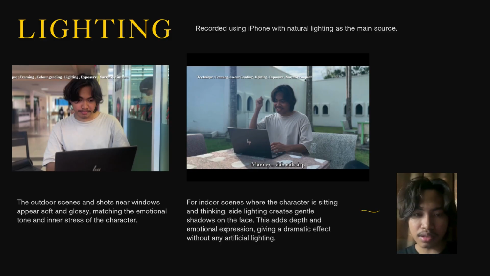Side lighting is used in the indoor scene where the character is sitting and thinking, and the light hits from the side. So, it spreads a gentle shadow on the face and helps to show emotion and depth. It adds a subtle dramatic effect without using artificial light.